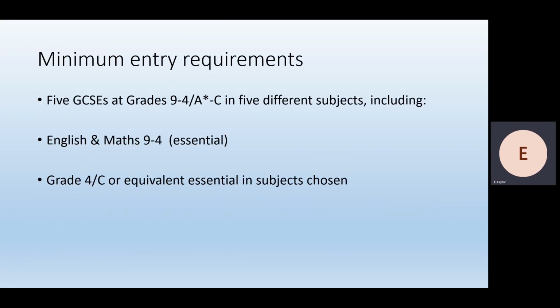So last of all, we have the minimum entry requirements. To study applied science at Elaine's, it is required to have 5 GCSEs, grade 9 to 4. It is essential that students have a 9 to 4 in both maths and English.